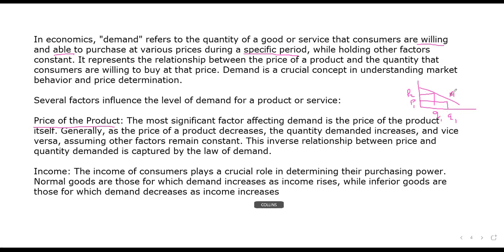The rest of the factors will cause a shift in the demand from demand one to demand two, whether it's shifting outwards or shifting inwards. I'll explain that later.